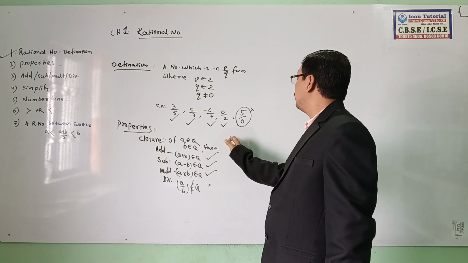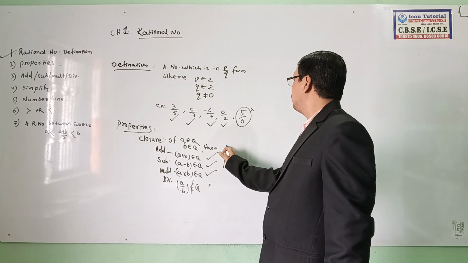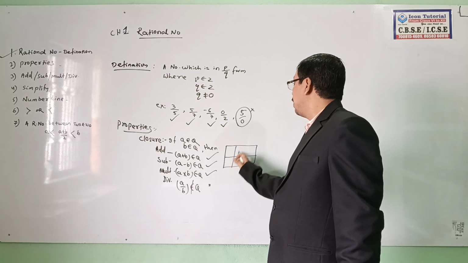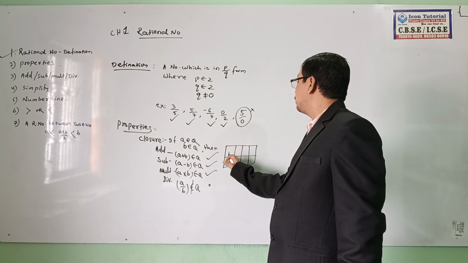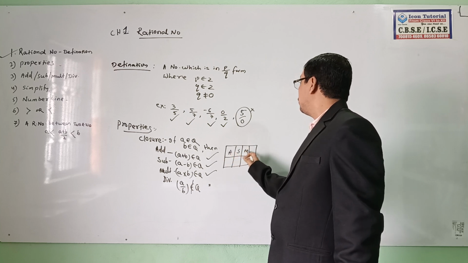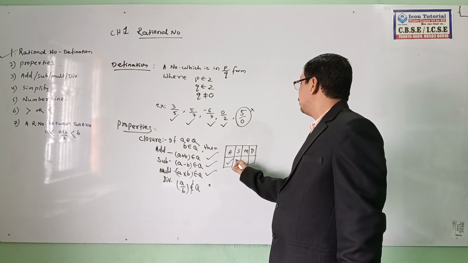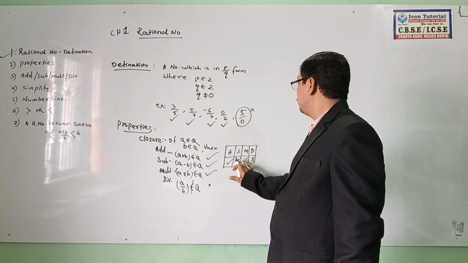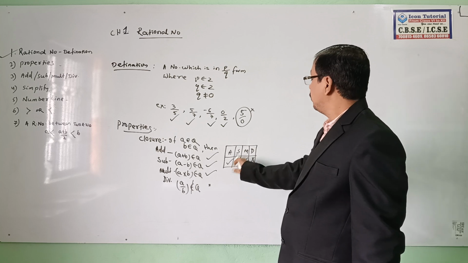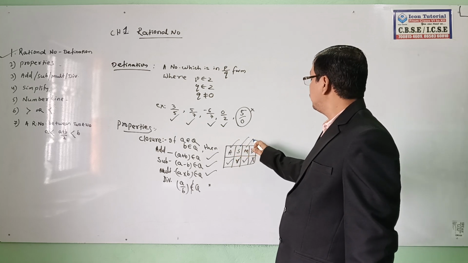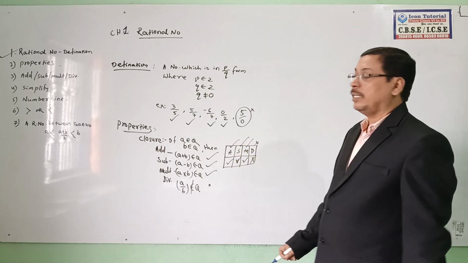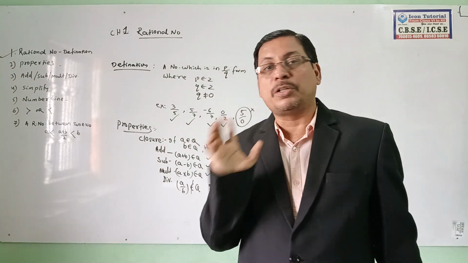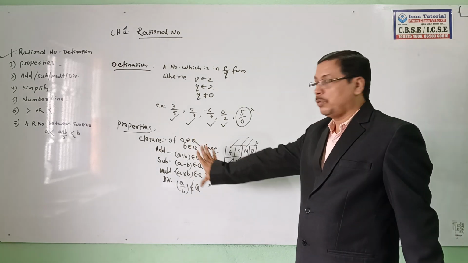So for this closure property we can make a box. Closure property for addition, subtraction, multiplication, division. Addition, subtraction, multiplication are satisfied, but division is not satisfied. Clear? So this is your closure property.